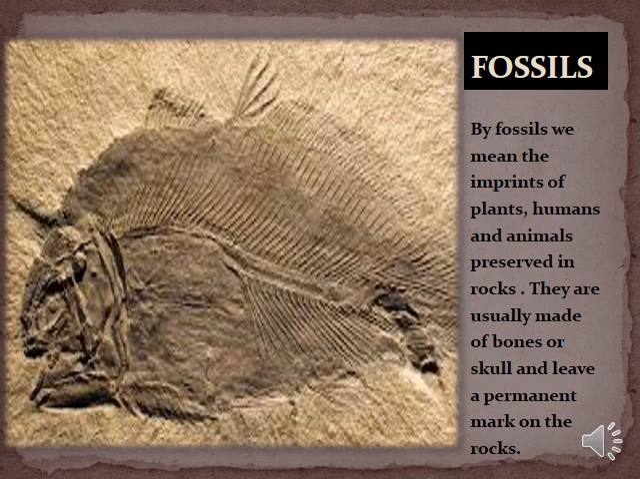Fossils. We have next, fossils. By fossils, we mean the imprints of plants, humans, and animals preserved in the rocks. Imprints means suppose at that time some animal was there and it died. So where did it go? It is buried under the ground now. So there, you can say a skeleton was there. That is a fossil. When the archaeologists dig some place, they get those skeletons. Through this, they can understand which kind of people, plants, and animals used to survive at that time. They are usually made of bones or skulls and leave a permanent mark on the rocks.